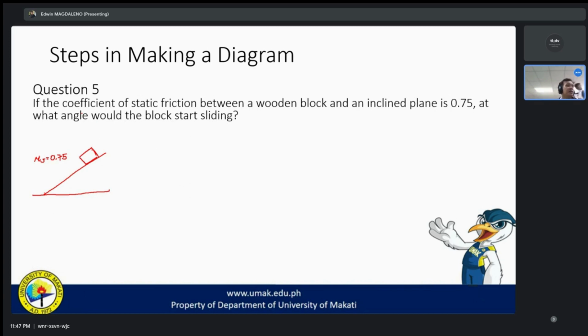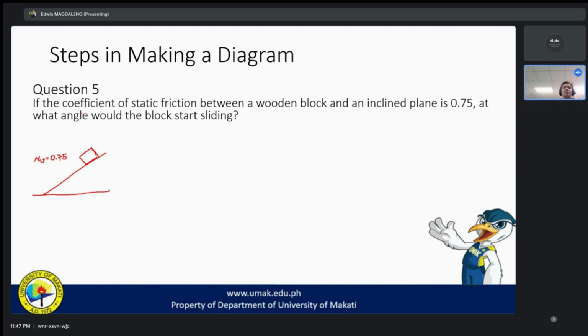Second, draw a Cartesian plane parallel to the surface that the objects are in contact with. So we draw the Cartesian plane. Then third, we redraw the Cartesian plane without the objects. And then finally, we realign the Cartesian plane so that the x-axis is on the horizontal.